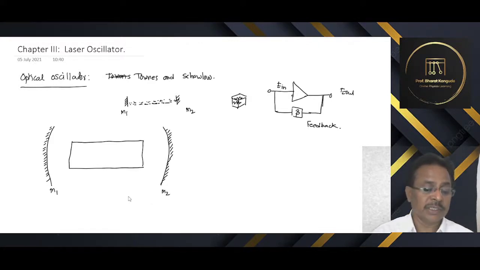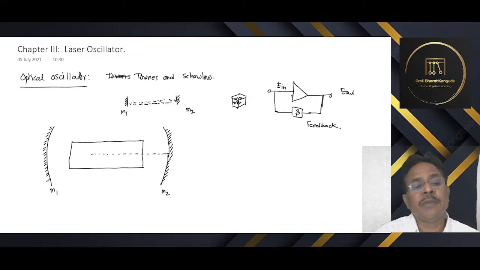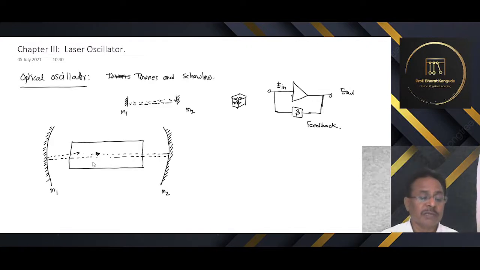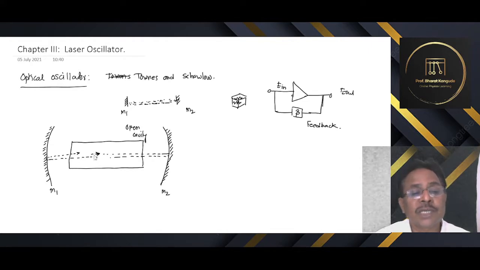Maybe different names are given there, and this is the open cavity. The light radiation generated here goes to this mirror, gets reflected back, goes again, then gets reflected to the other mirror, and again, and so on. Whatever radiation is generated through this active medium here, this arrangement is called an open cavity. And you will now understand what the use of this is.